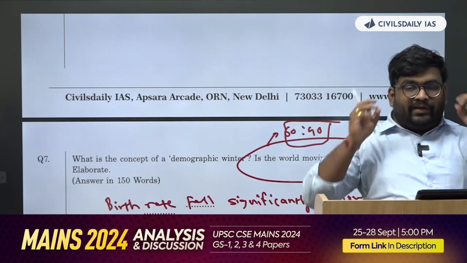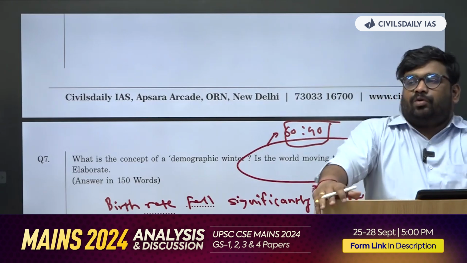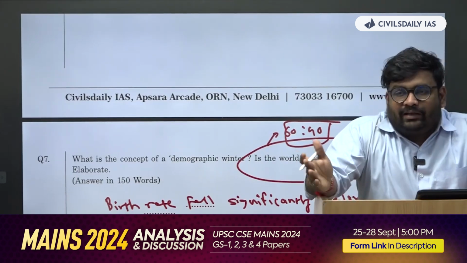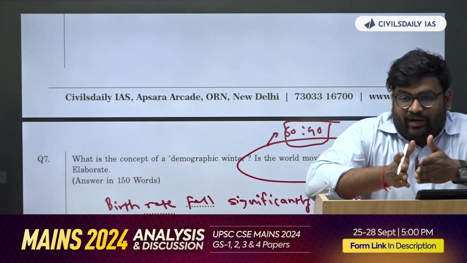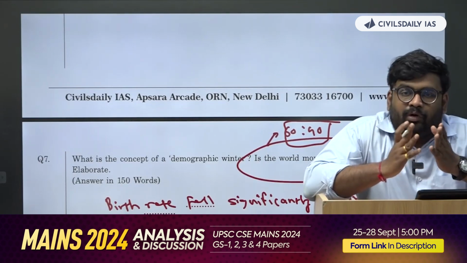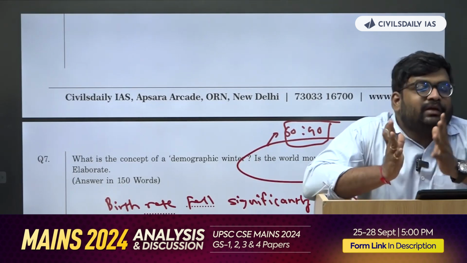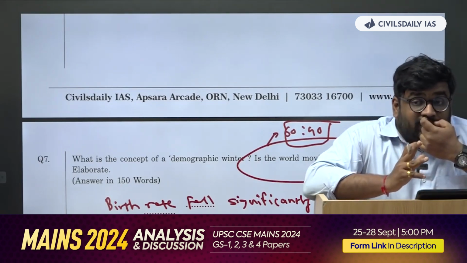Simply, if you don't know the data, now you remember the data, but even if you don't know, you can write that the replacement level is 2.1. Okay, above, below this you can write. Okay, or you can mention the cause.